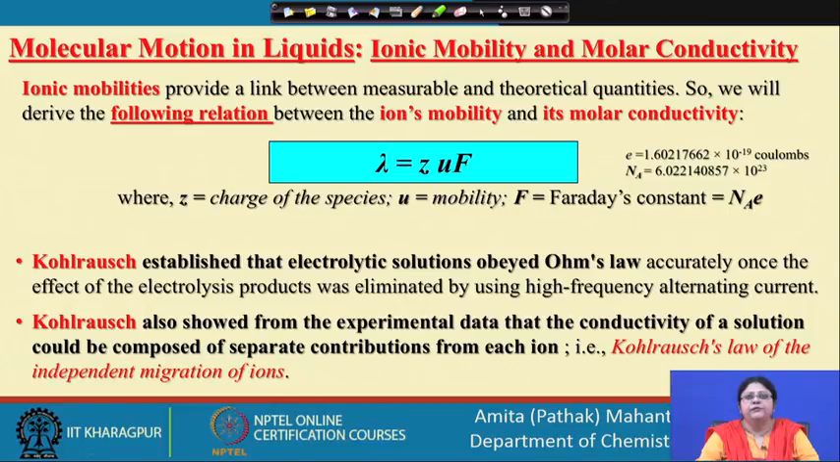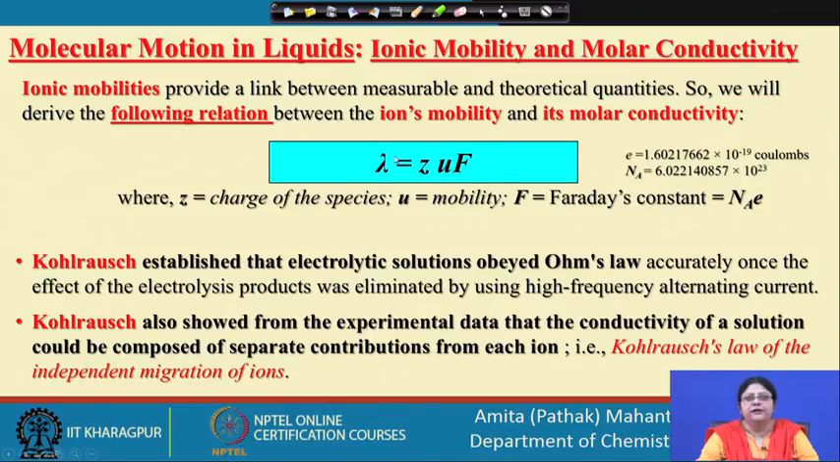We have already discussed this expression previously, how the ionic mobility is related to the molar conductivity. This is the molar conductivity, the lambda. How is that related to the ionic mobility through this expression, where Z is the charge of the species and F is the Faraday constant, which is nothing but the Avogadro number multiplied by the charge of the electron.